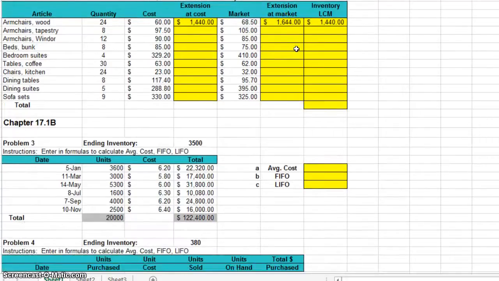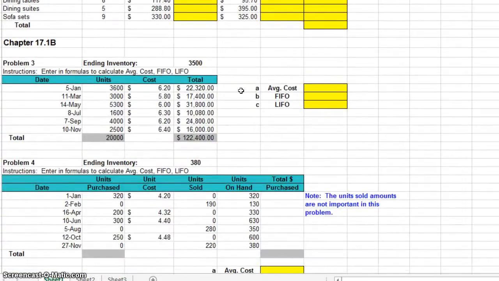Okay, we're going to scroll down here, and if you're following along in your book, we're going to page 346, where we're going to take a look at three other methods. One is called average cost, and the other two are called FIFO and LIFO, and those terms mean first in, first out, and last in, first out. Again, you can read about how these are calculated back in the chapter pages. But the average cost is fairly simple.